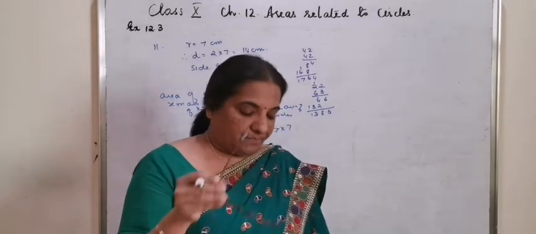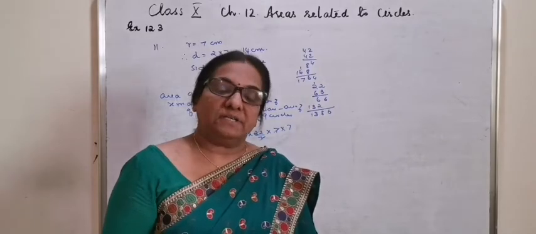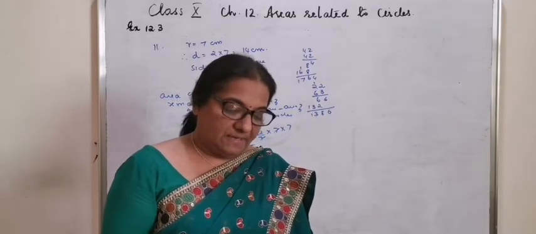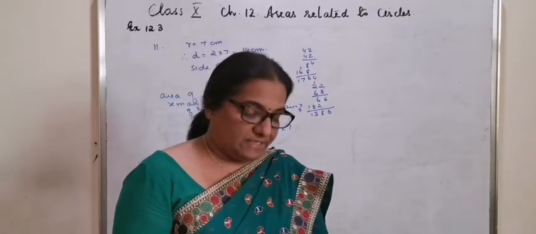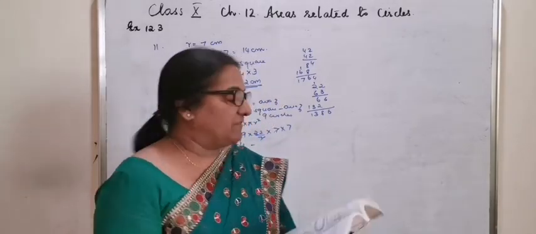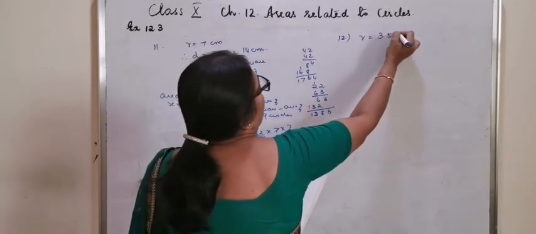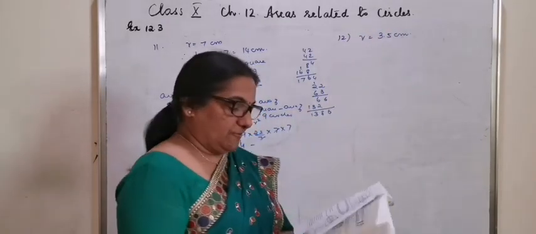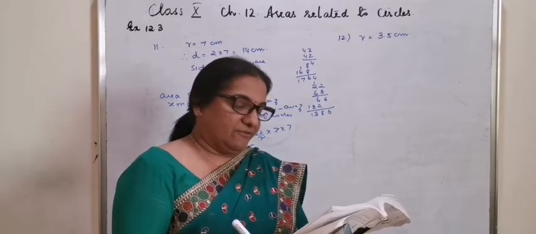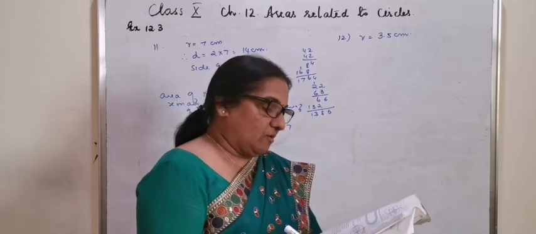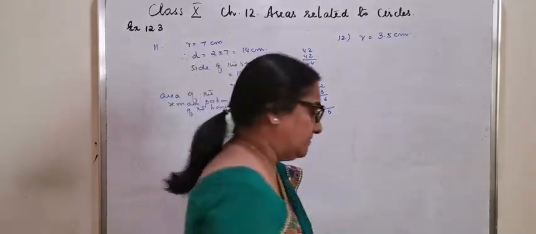In the figure, OACB represents a quadrant of a circle. Quadrant means 1/4 of a circle, with center O and radius equal to 3.5 centimeter. The quadrant radius is 3.5 centimeter. If OD length is 2 centimeter, find number 1 area of quadrant OACB, number 2 area of shaded region.